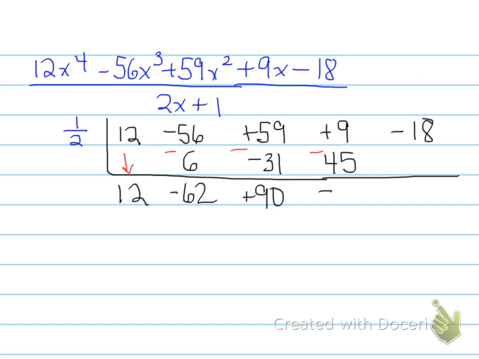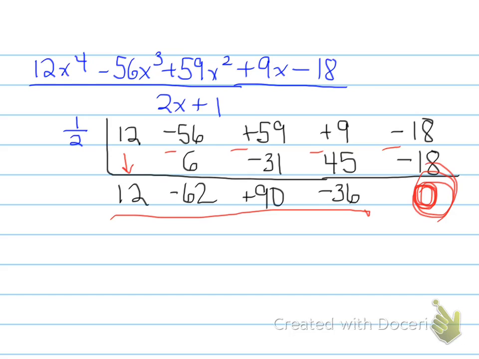9 minus 45 is negative 36. 1/2 times negative 36 is negative 18. Negative 18 minus negative 18 is 0. Now, it's 0 in red for a reason, because you're going to need to remember this for our next lesson. In the meantime, these numbers that you see right here are actually not the numbers used for the quotient. We don't worry about the remainder. The remainder stays what it is.